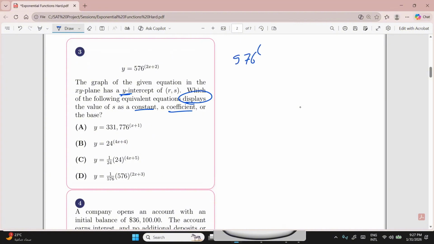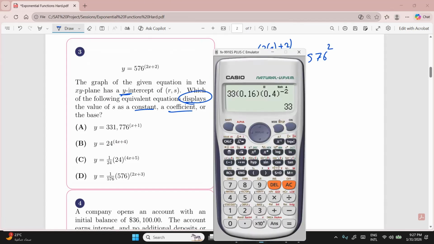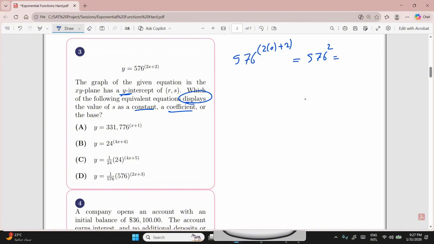576 to the power of 2 times 0 plus 2 makes it 576. 2 times 0 is 0. 0 plus 2 is 2. Let's calculate this. 576 to the second power. We have this number: 331776.